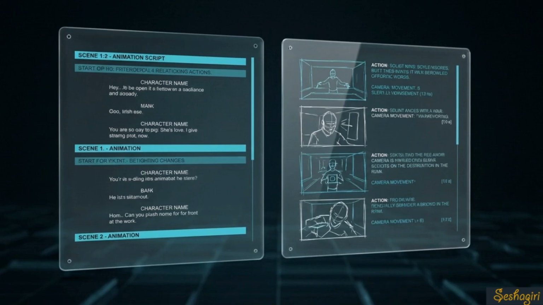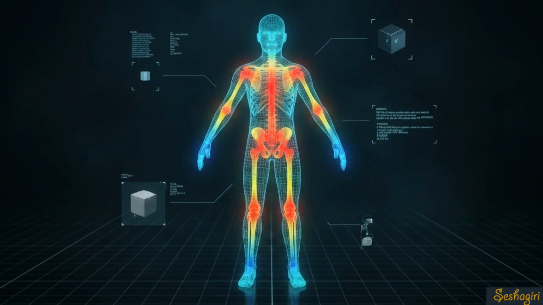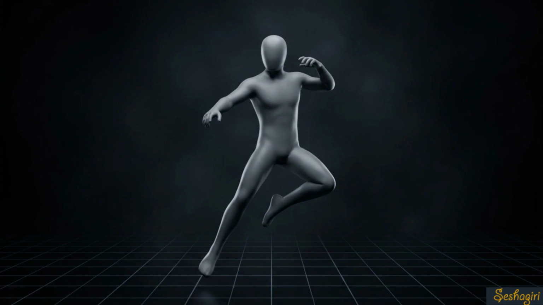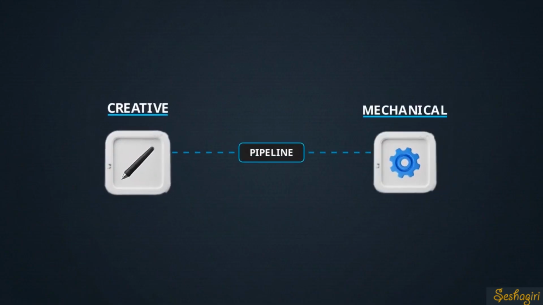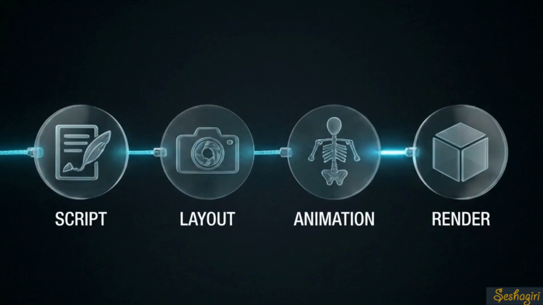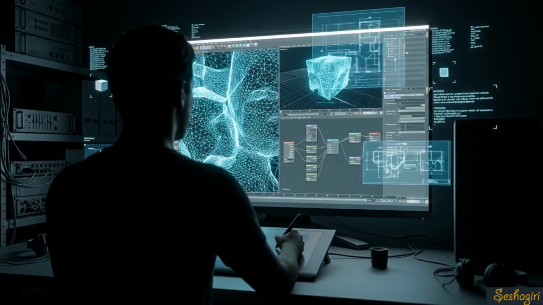We moved from a blank script to a weight-painted rig and a final splined performance. The 3D pipeline is a marriage of creative storytelling and precise mechanical engineering. Every stage we explored is a specialized department. If you want to build digital worlds, these are the disciplines you need to master.